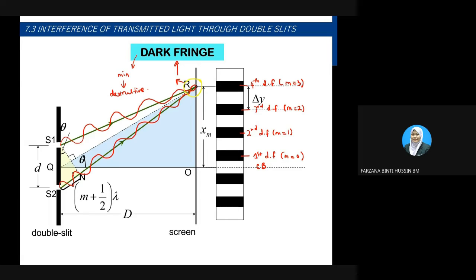So it goes on to the number of dark fringes produced. Okay, so in order for us to find the fringe separation from the central bright, we must add a half there. So the equation becomes m plus half, lambda D over d.